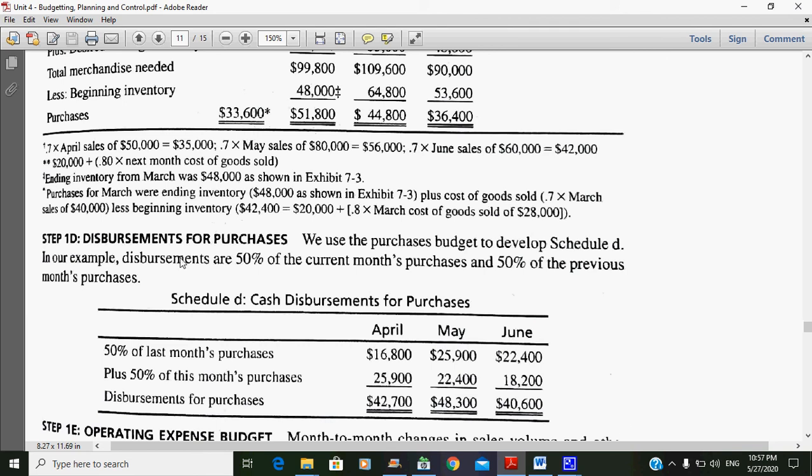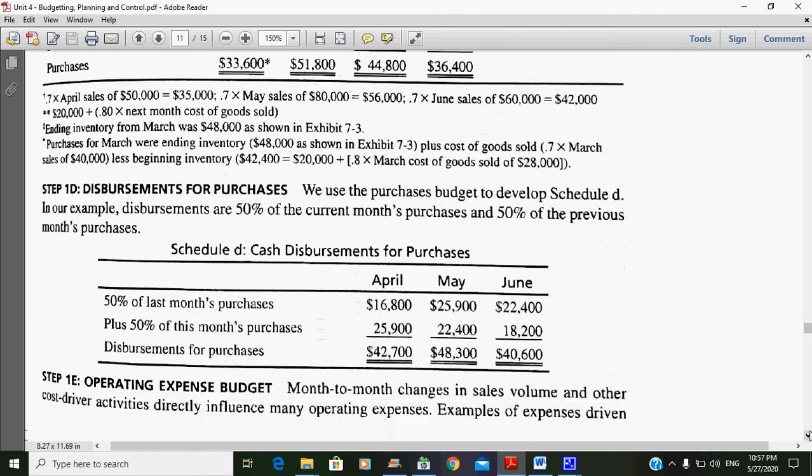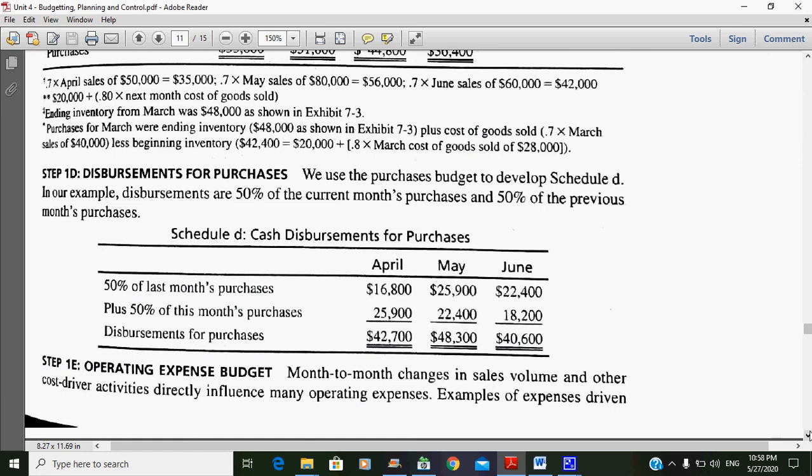Add those together, I get a total amount of disbursements that will be done for the months of April, May, and June. These are money that will be used to pay for the purchases conducted.